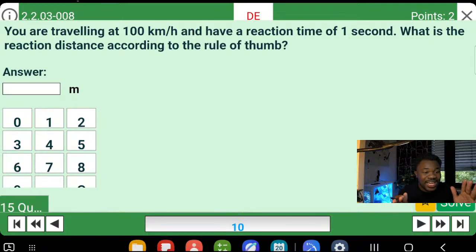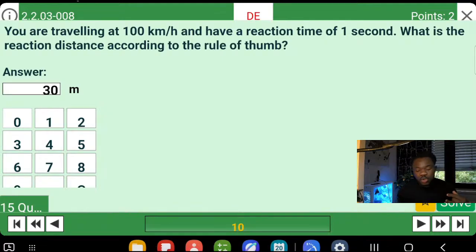Now, you are traveling at 100 kilometers per hour and have a reaction time of 1 second. What is the reaction distance according to the rule of thumb? We simply take the 100, which is our speed traveling, divided by 10 times 3. So, if we divide 100 euros among 10 people equally, how much will each person get? Each person will get 10 euros. 10 times 3 gives us 30.